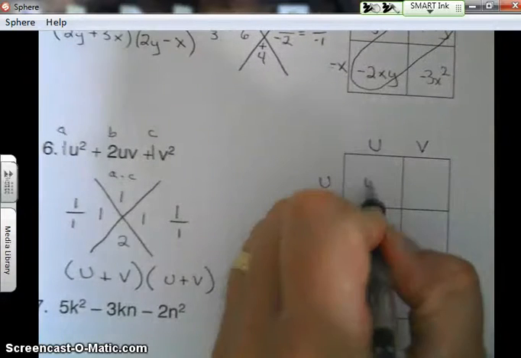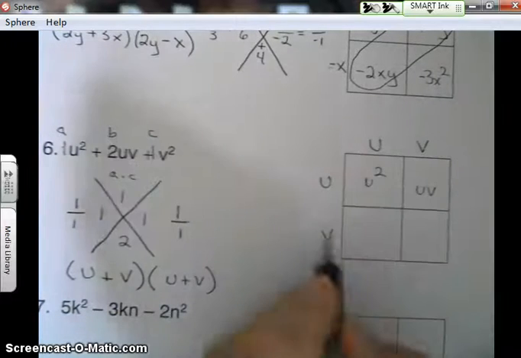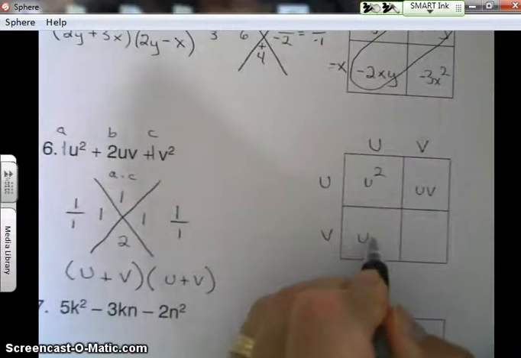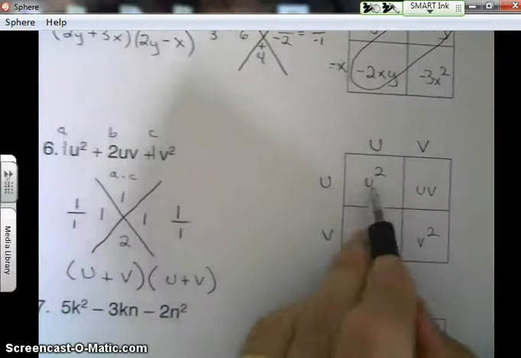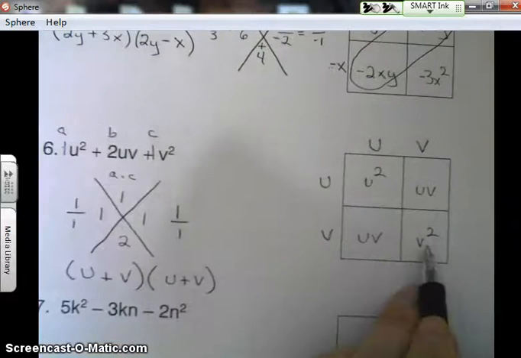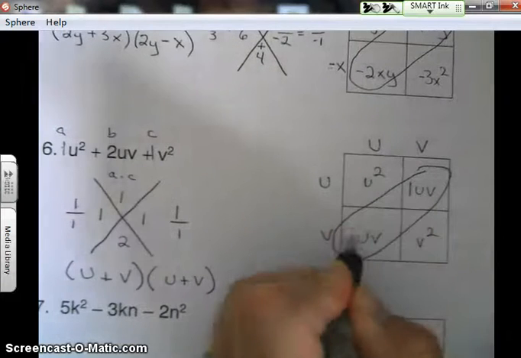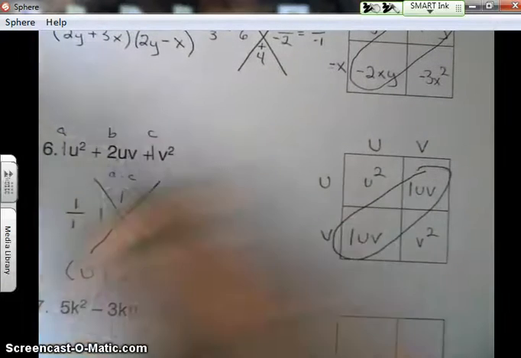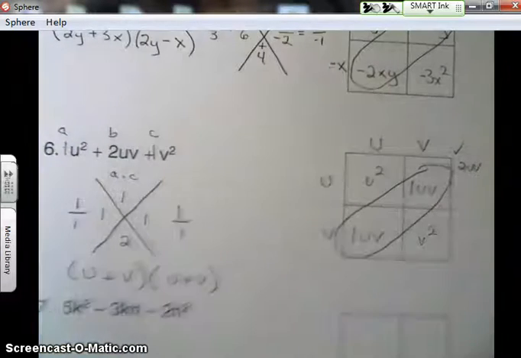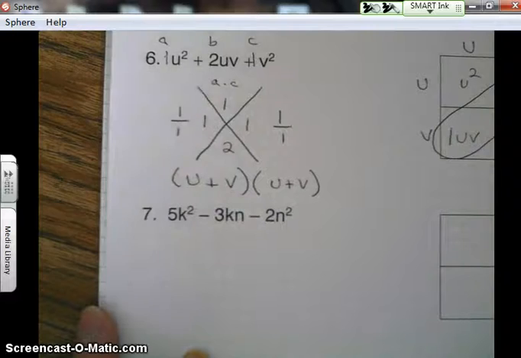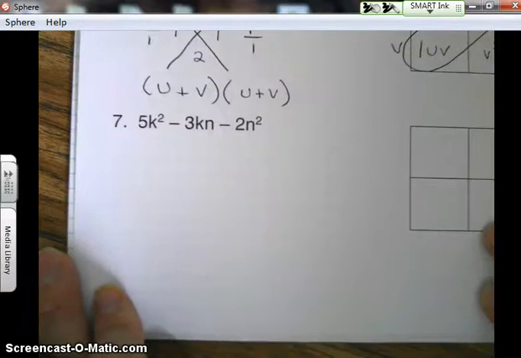So multiplying the u's, multiplying u times v. Again, v times u, put it in alphabetical order, and then v times v. So notice we have our first term, our last term, and then combining these two, we have 1uv plus 1uv is 2uv, which matches the middle. So it checks out. Now, if you think you got it now, you can stop the video and be done for the night. If you'd like to see another example, here we go.